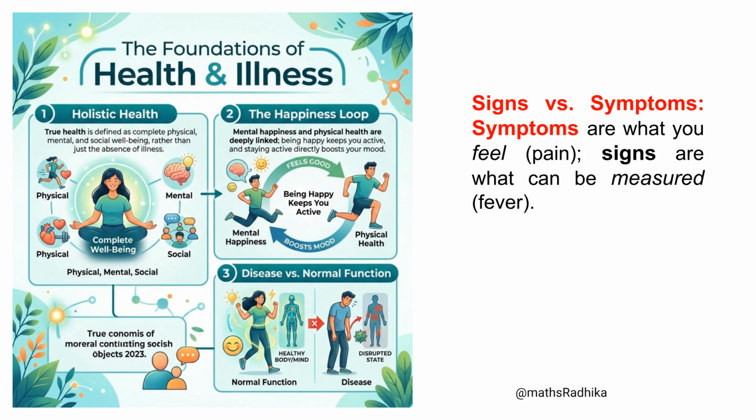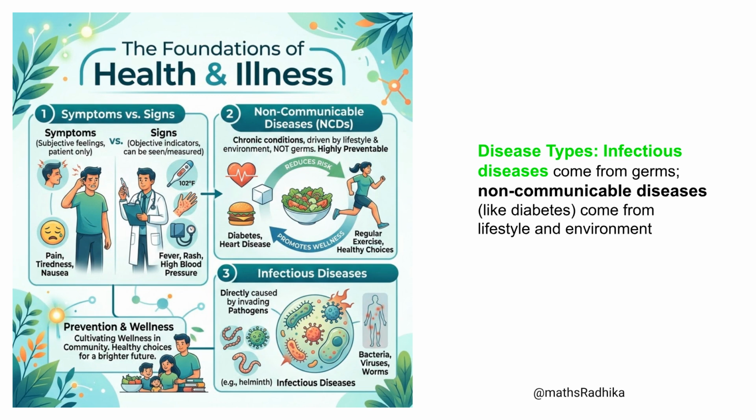Disease versus normal function. A disease is any condition that disrupts the normal working of the body or mind. Medical indicators and disease types. Symptoms versus signs. Symptoms are subjective feelings felt by the patient, such as pain and tiredness, while signs are objective indicators that can be seen or measured by others, like fever and rash.